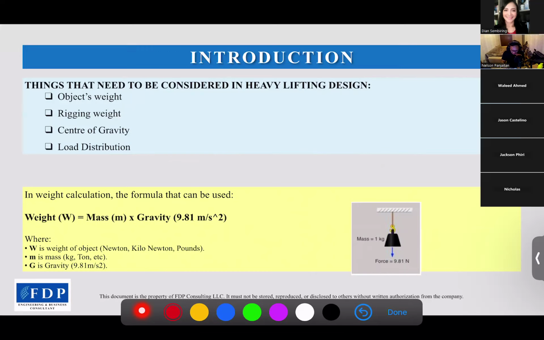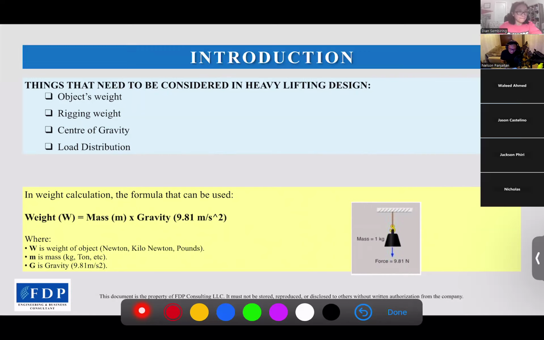Things that need to be considered in heavy lifting design, regarding the weight and COG: first, the object's weight; second, rigging weight; third, center of gravity; and the fourth, load distribution. In weight calculation, the formula that can be used is weight equals mass times gravity, or 9.81 meters per second squared.